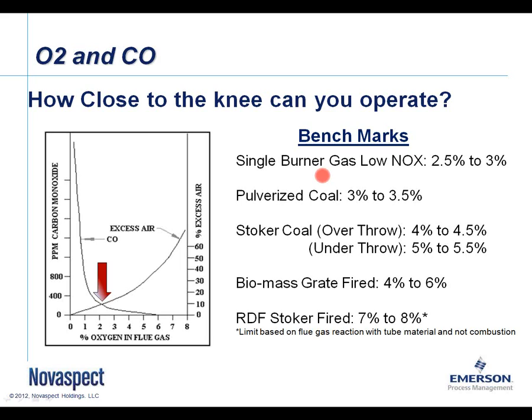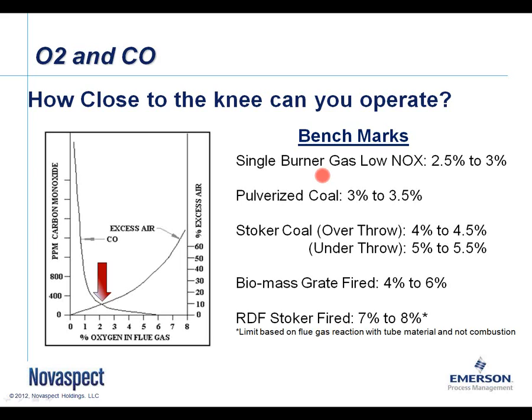Stoker fire, there's a couple different varieties of stokers on the market today. The old traditional overthrow, we would typically see something in that 4 to 4.5%. And what we're seeing in applications where customers have upgraded to a newer underthrow with an air assist system that really helps with the fine coals, we're seeing the need to run at 5 to 5.5 to make sure that we have enough air underneath the grate to resolve issues with slagging and those types of things.